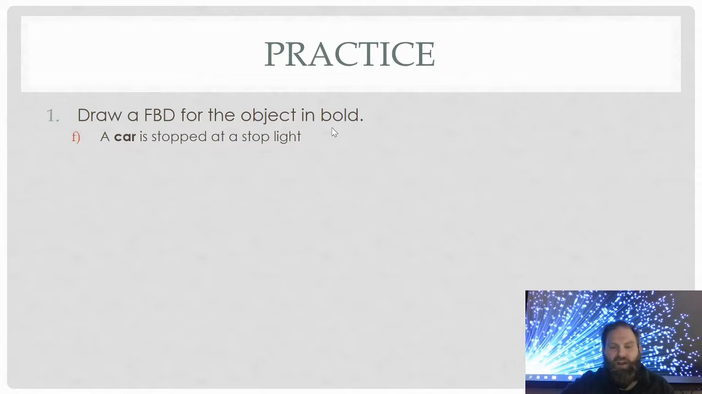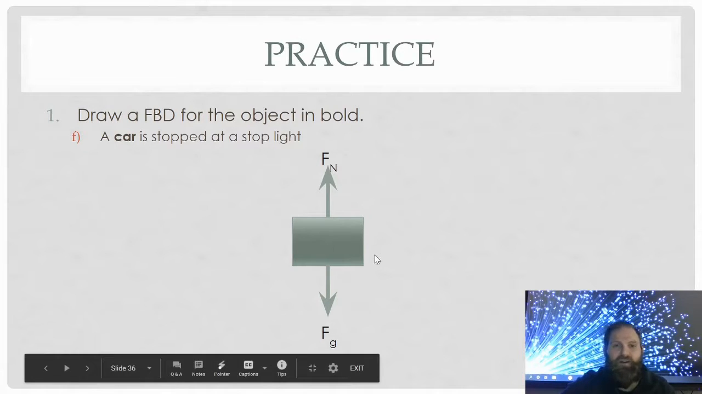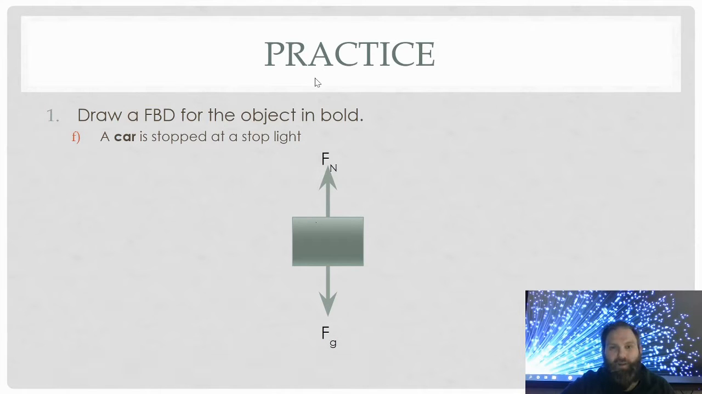So a car is stopped at a light. This is going to look pretty familiar to our first problem. Again, instead of representing a book with just a box here, we're representing the whole car with a free body diagram. We have gravity acting on the car and the normal force acting up. The car is not moving, so the acceleration is 0.